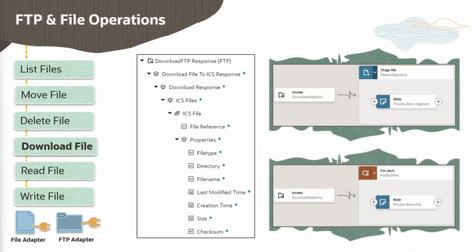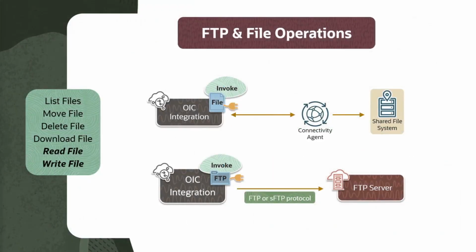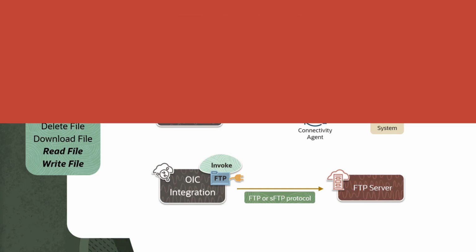Another common scenario is when there are a bunch of files to be processed in a zip archive. After downloading and unzipping the archive, you add a for each action to loop through each file to process as needed. That brings us to the end of part 1. I'll see you in the next video where we'll cover the read file and write file operations.